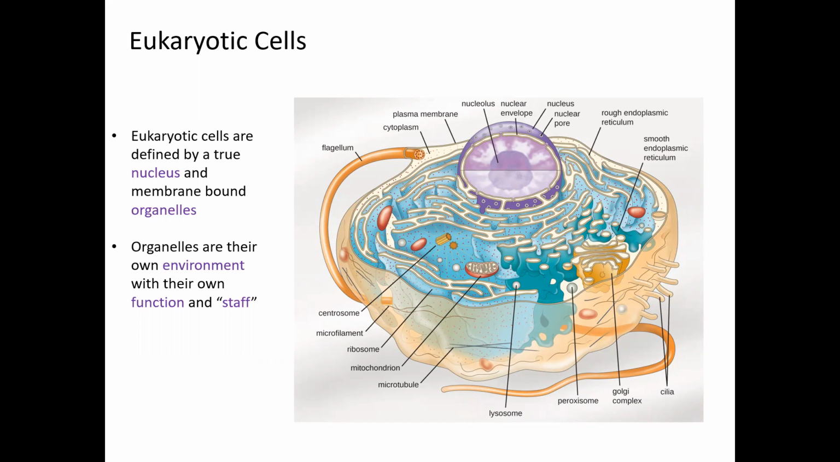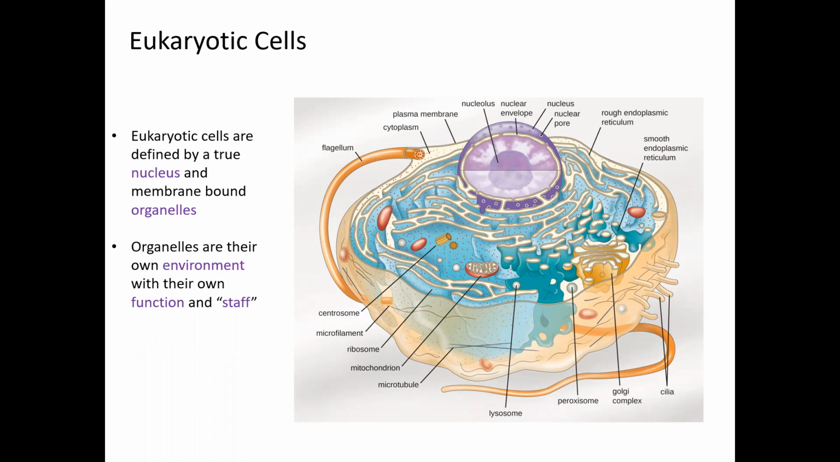So at the top of the picture, you can see this purple spherical structure, and that is the nucleus. Okay, that is where all of the eukaryotic DNA is stored. And RNA, another type of nucleic acid, is also made in the nucleus. Okay, we're going to talk more about the structure of the nucleus in another video.